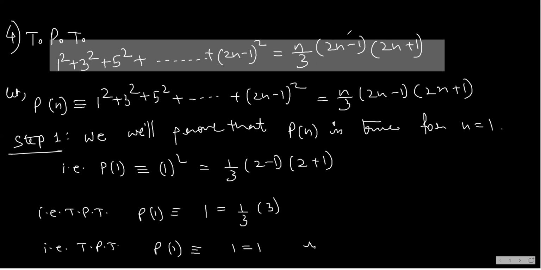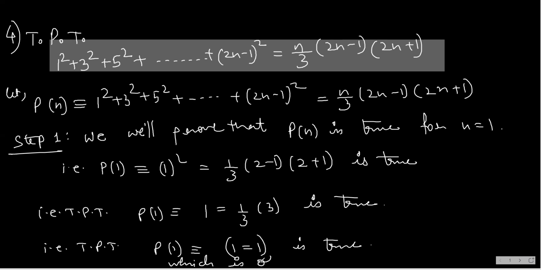What we have to prove? We have to prove that this is true. Okay, but what we understand, 1 equals to 1 is obviously true. So we have proved that the proposition is true for n equals to 1.